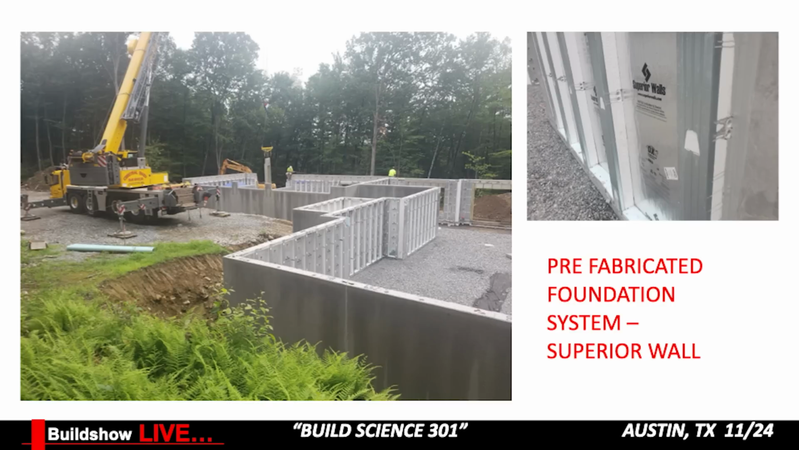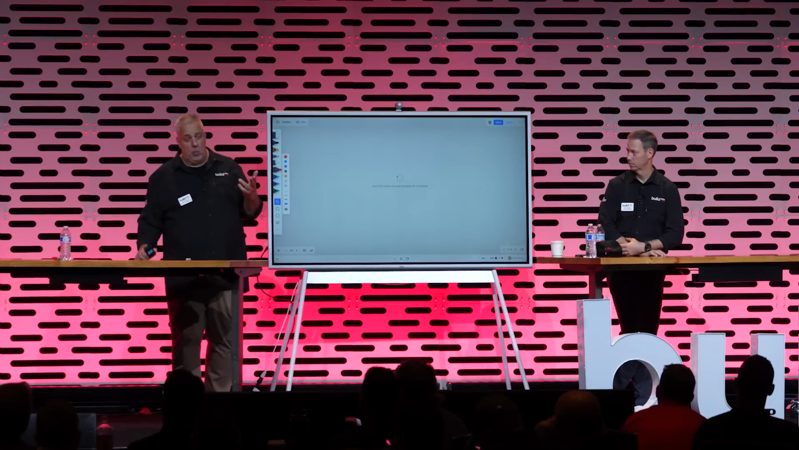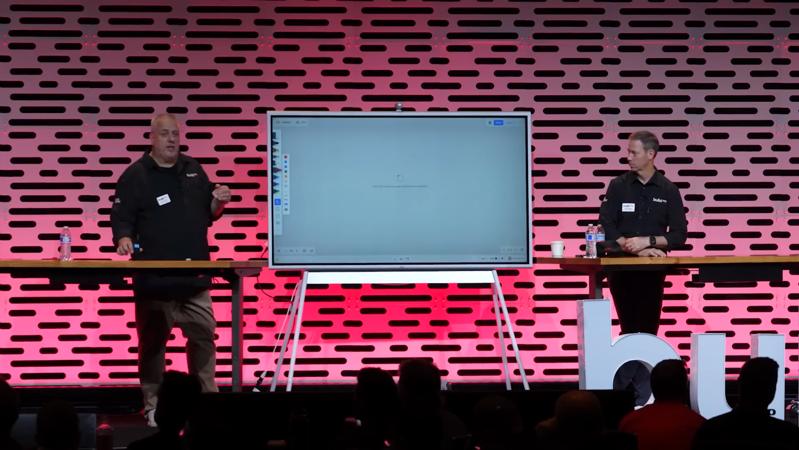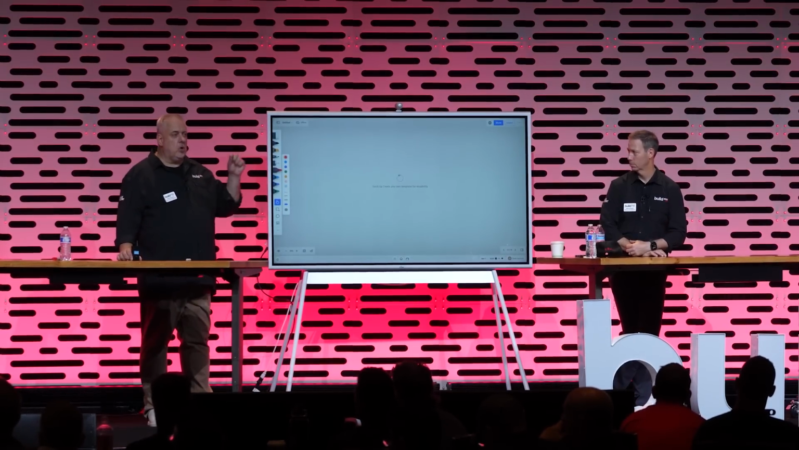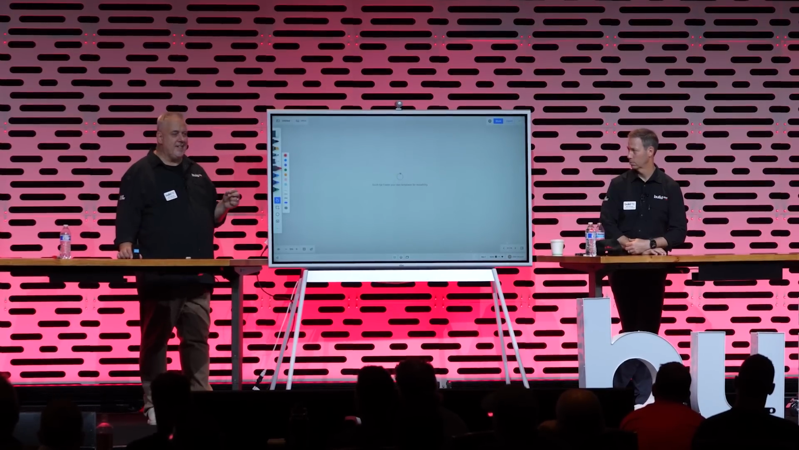And foundations don't have to be necessarily cast in place. This project here, we worked with Superior Wall. I don't know if any of you used them, but they do blanket the country. It's a prefabricated system. The concrete, I believe, is a 7,000 pound concrete. For those of you not aware of it, one of the beauties of that high strength concrete is that the stronger you make concrete, the more water resistant it becomes.